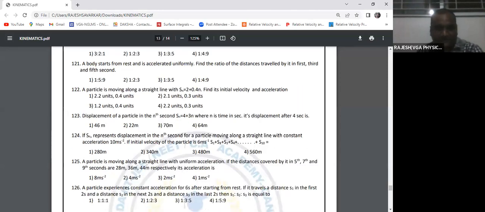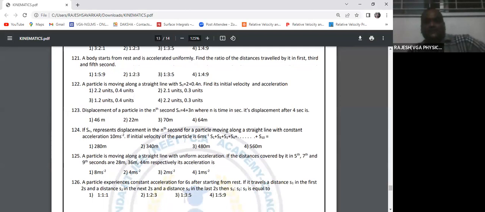Next question. S1 plus S2 plus S3 plus S4 up to S10. That is total displacement. See, you can write ut plus half at square.